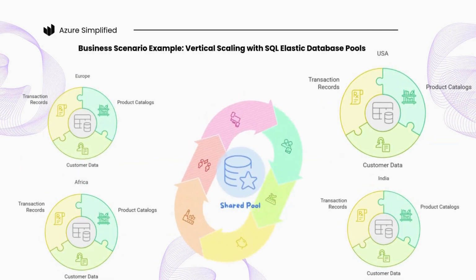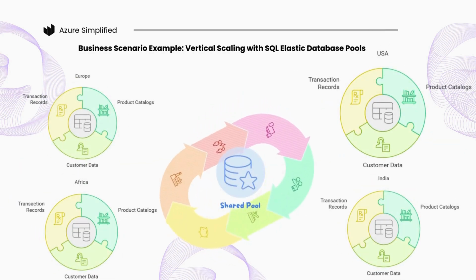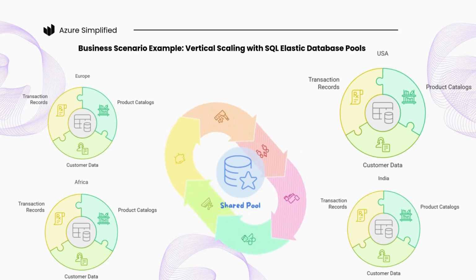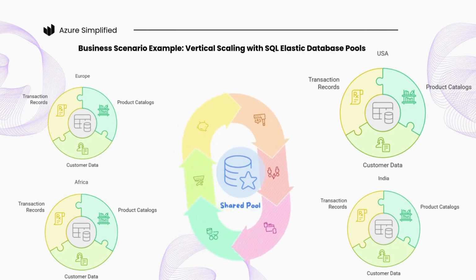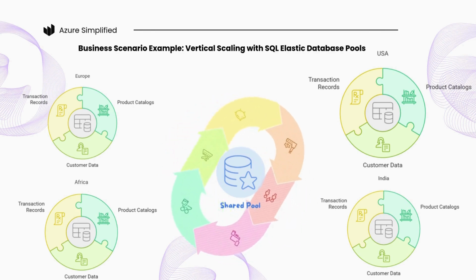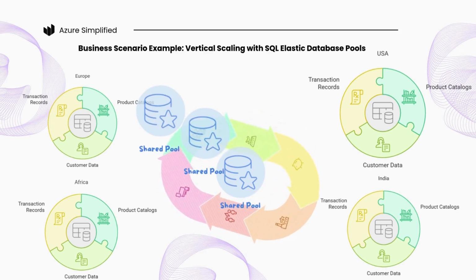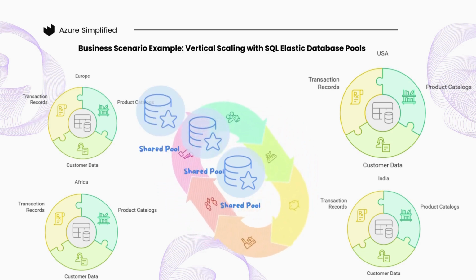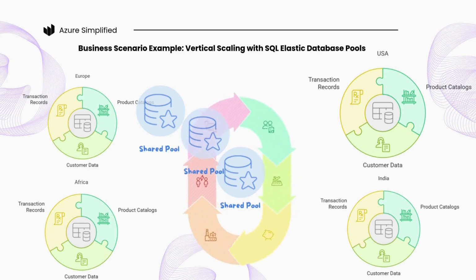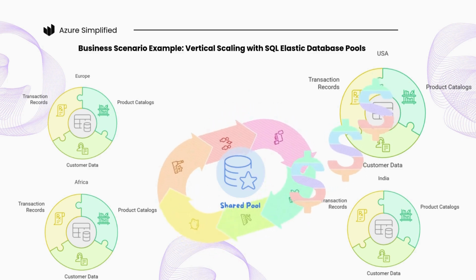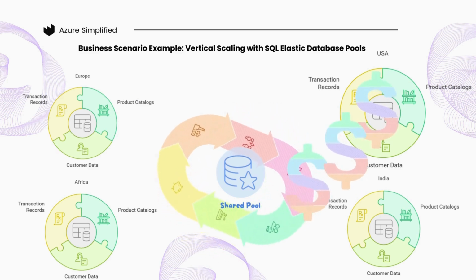Solution: vertical scaling with SQL Elastic Database Pools. Instead of assigning fixed resources to each database, Global Fashion Hub groups them in a shared resource pool. Automatic resource allocation: databases with higher demand can temporarily use more resources, while others consume less, optimizing cost. Cost efficiency: the business pays for the pooled compute power rather than maintaining over-provisioned service for each country.